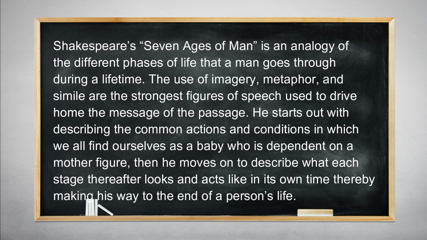Shakespeare's Seven Ages of Man is an analogy of the different phases of life that a man goes through during a lifetime. The use of imagery, metaphor, and simile are the strongest figures of speech used to drive home the message of the passage. He starts out with describing the common actions and conditions in which we all find ourselves as a baby who is dependent on a mother figure. Then he moves on to describe what each stage thereafter looks and acts like in its own time, thereby making its way to the end of a person's life.